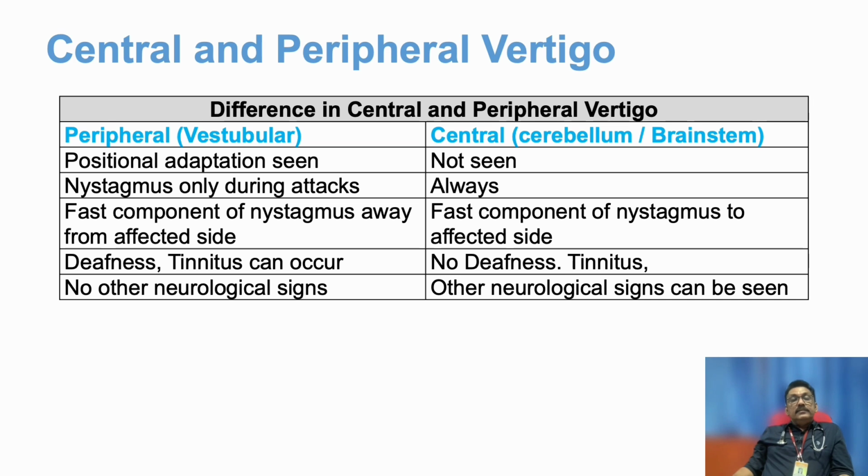Deafness and tinnitus are seen in peripheral vertigo. That is not seen in central vertigo, but we cannot say that absolutely. Sometimes deafness or tinnitus can be seen when the root of the 8th cranial nerve is involved in central vertigo also. Like tumors, you can get that. Other neurological signs are seen in central vertigo because the lesion is in the brain stem, in the pons or midbrain area. So other neurological signs also can be there in central vertigo.